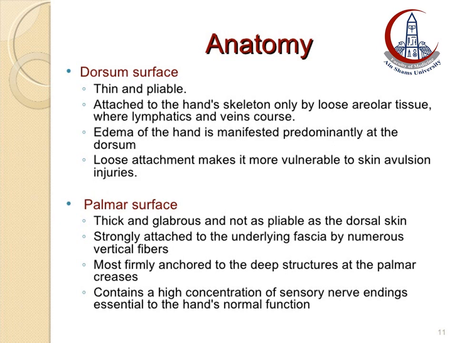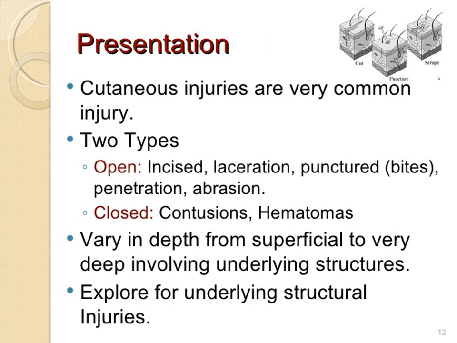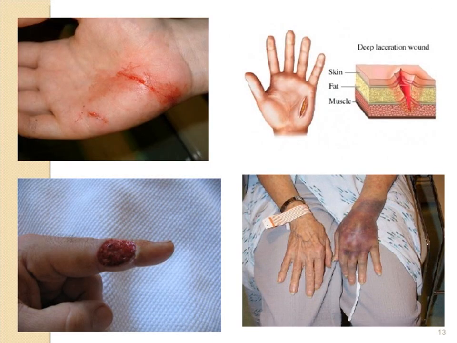All of you know the difference between the structures of the skin of the dorsum of the hand and the palmar surface of the hand. Cutaneous injuries are very common, either open wounds or closed wounds. The closed wound is a contusion or hematoma. Open wounds include incised wounds, lacerated wounds, punctures, penetrating wounds, and abrasions, varying in depth from superficial to very deep, involving the underlying structures.